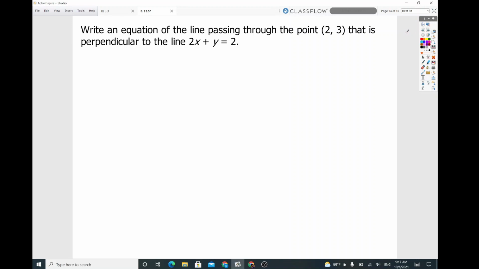Okay, so now what about if we need to write the equation of a line that passes through the point, and this time the relationship is that it's perpendicular to the given equation, to the given line. So first thing that I want to do, try to get the slope of this given line here. Subtract 2x both sides. So we got y equals negative 2x plus 2. So as you can see, the slope here is negative 2.